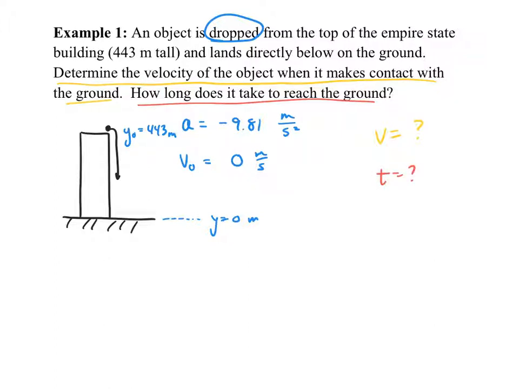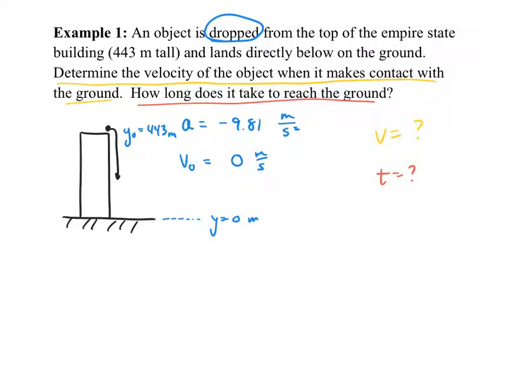Now, if I look at this, I ask myself, I could use different equations because I'm looking for different things. Can somebody suggest an equation to use to find the velocity at the end of this fall, given all the information that we have, which is y, y0, v0, and a? We've got the 4 things in blue. Seb, what are you thinking?